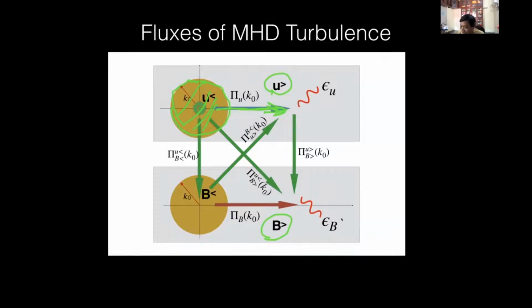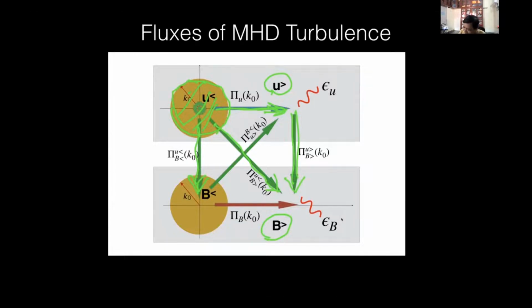But kinetic energy can also go to magnetic energy. That is by interactions. So these are the two terms here for the modes inside the sphere. And of course, the large scale velocity field can also give energy to the large scale magnetic field. So there are all these arrows. In fact, you can see that there are six arrows with different energy fluxes: well, five green and one red.